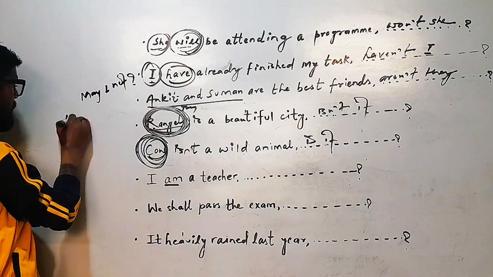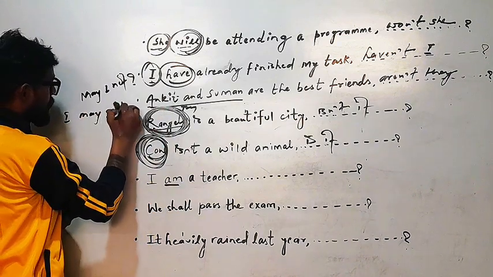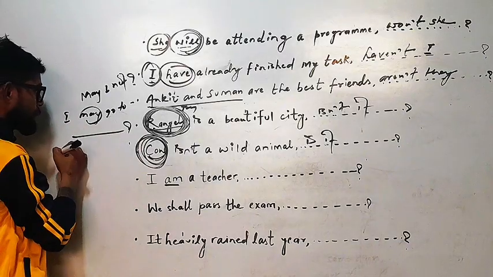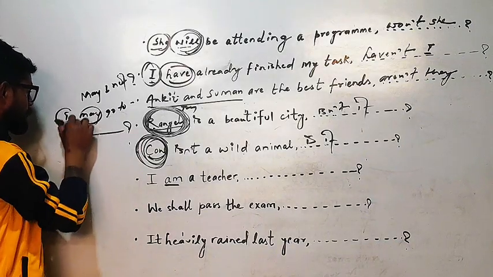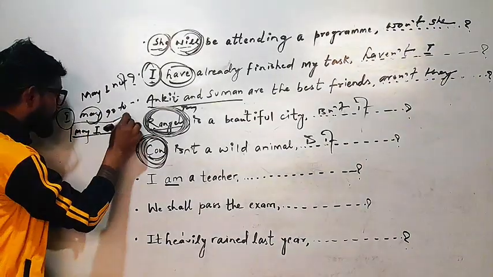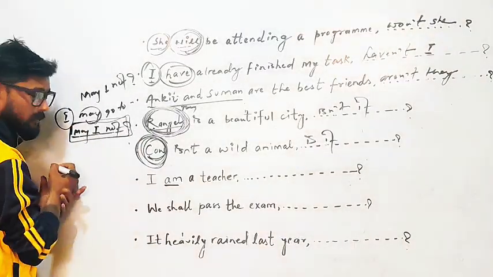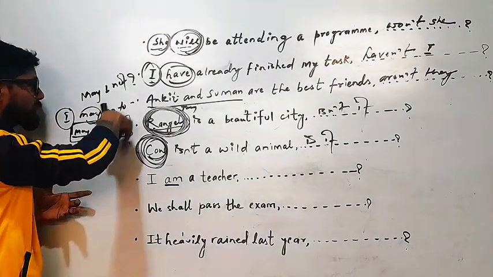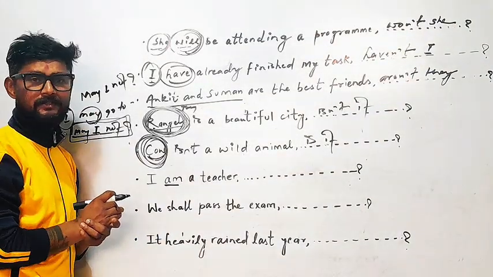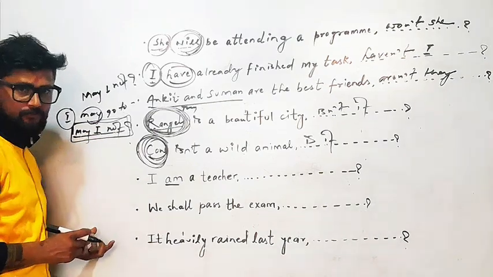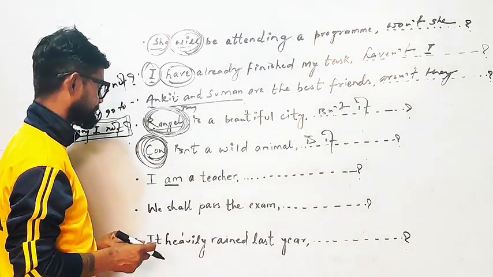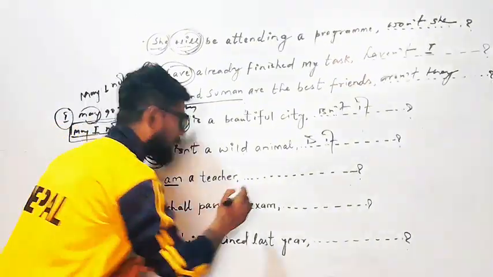For example, I may go to the toilet. Suppose you get a question like this, so may is an auxiliary verb. So may, which is the subject, I, not. This must be understood and remembered, because such types of questions can come during the examination. So please try to understand this one, because may not does not have a contracted form. So here, I am a teacher, aren't I?